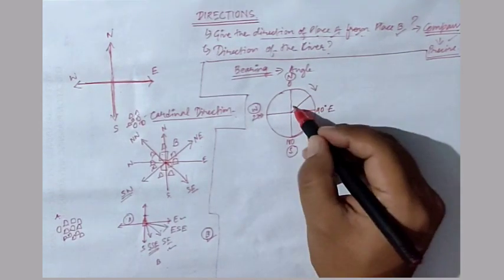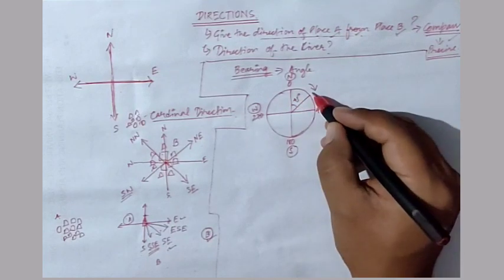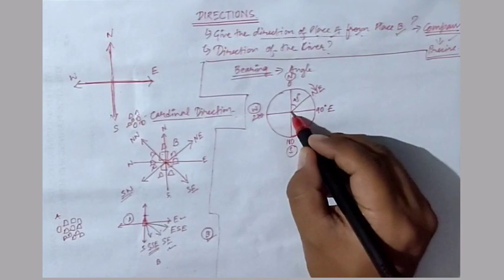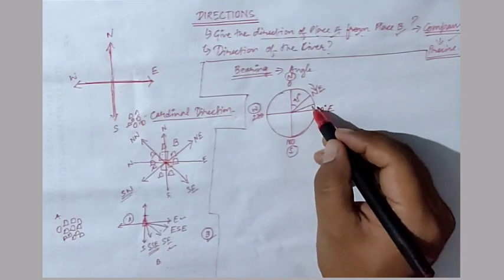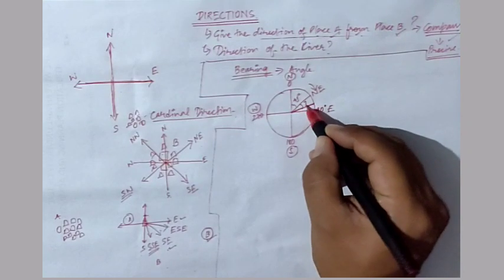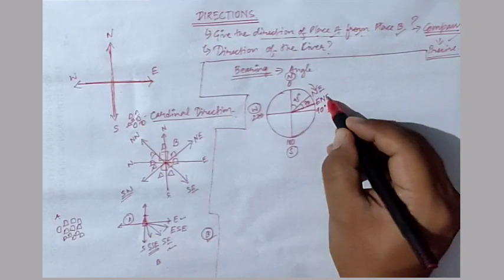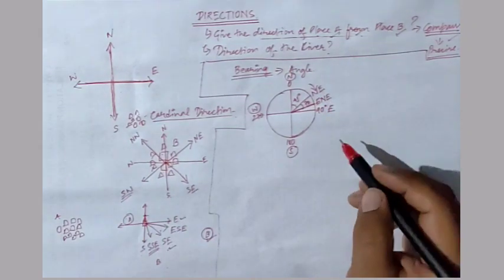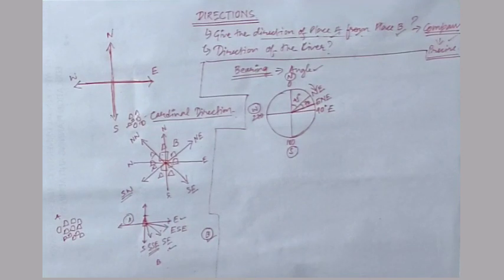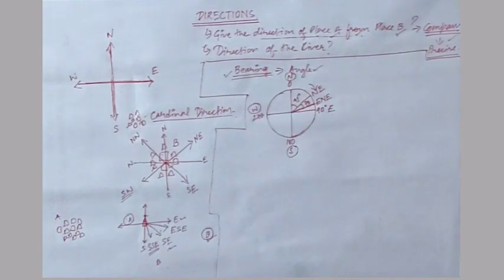So if from 0 degrees we get an angle of 45 degrees, that means it will be northeast. If we get an angle of more than 45 degrees, supposing 70 degrees, then it will be east northeast. Understood? So in that way, with the help of the angle also, we can find out the direction. That way of finding the direction is known as bearing.